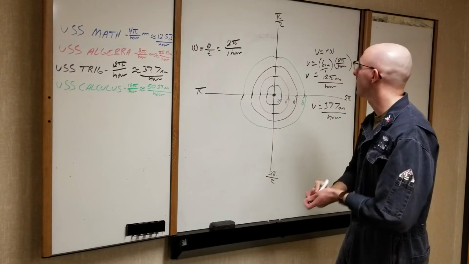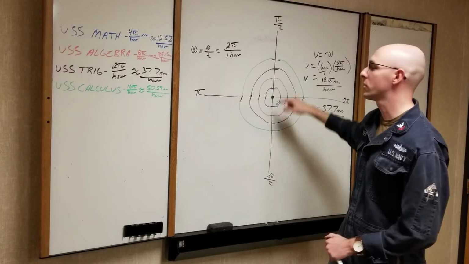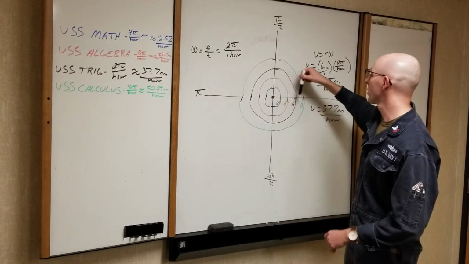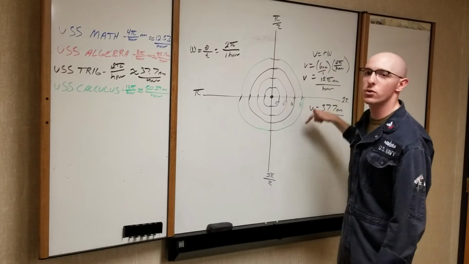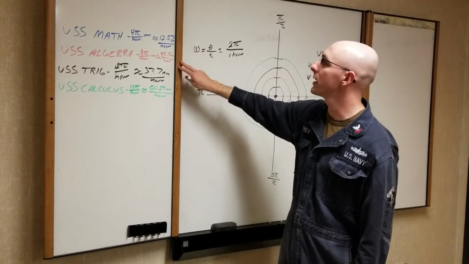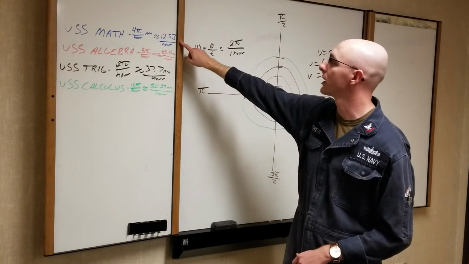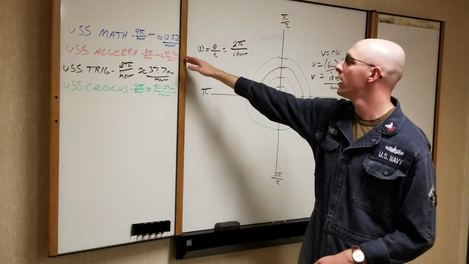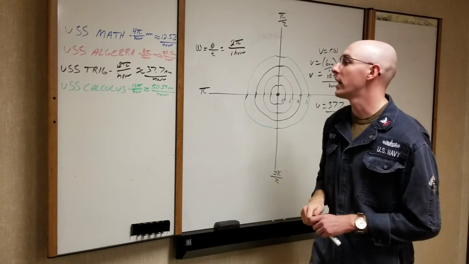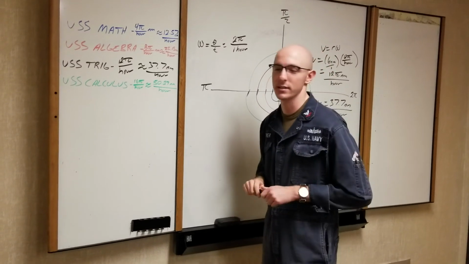As you can see, while the angular speed is the same for all 4 ships, because they're completing 1 revolution in 1 hour, the ships with a greater radius are having to travel a greater distance, which means their speed is going to have to be higher. So you can see the increase in speed as it correlates to a greater radius. With the USS Math going 12.5 nautical miles an hour, the USS Algebra at about 25, the Trig at 37.7, and finally the USS Calculus at 50.27 nautical miles, which is pretty impressive.